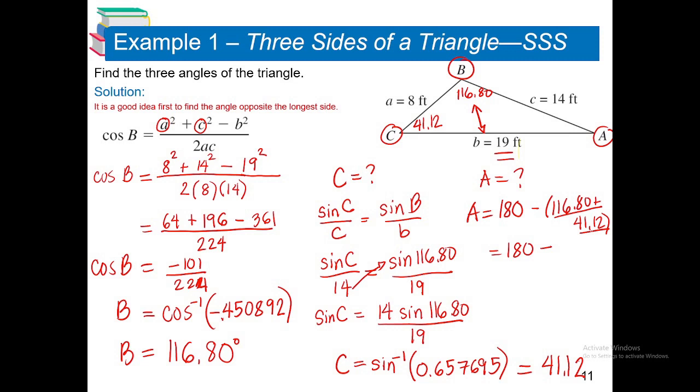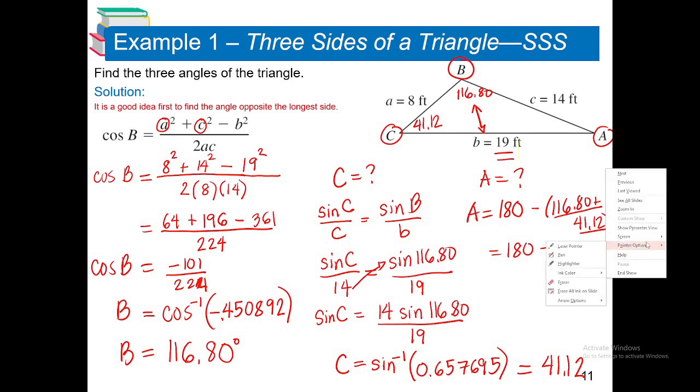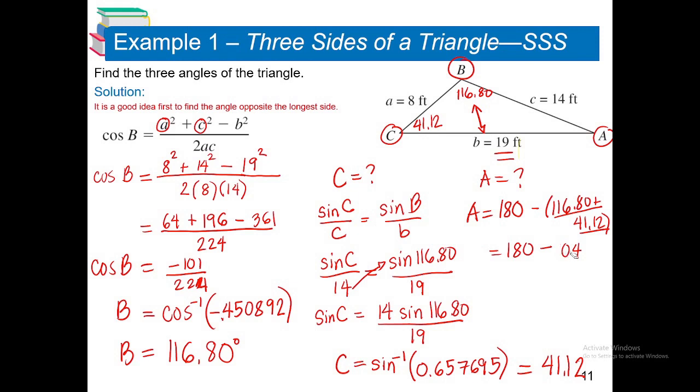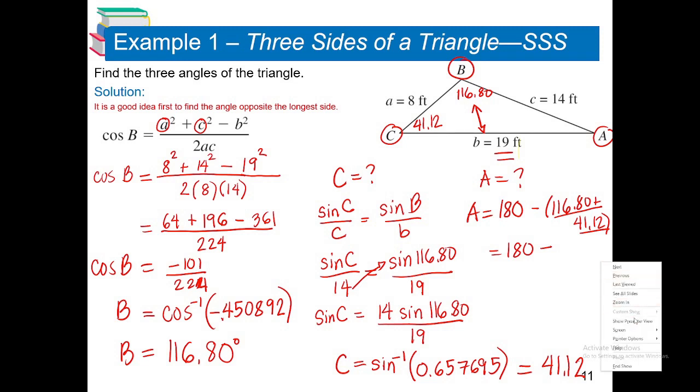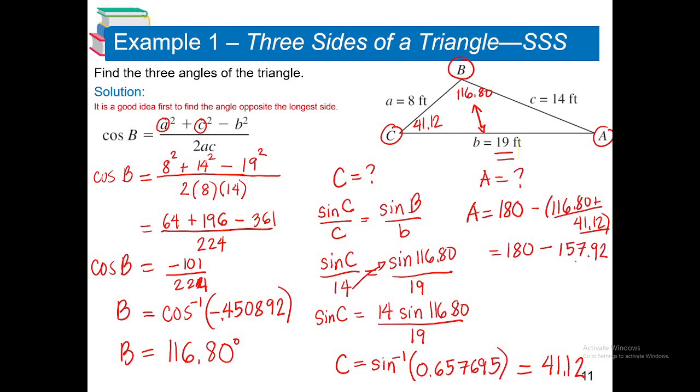What is 116.80 plus 41.12? Just give me the sum first. 157.92. Is this correct, Hermie? And then subtract it, class. What is angle A? 180 minus 157.92.